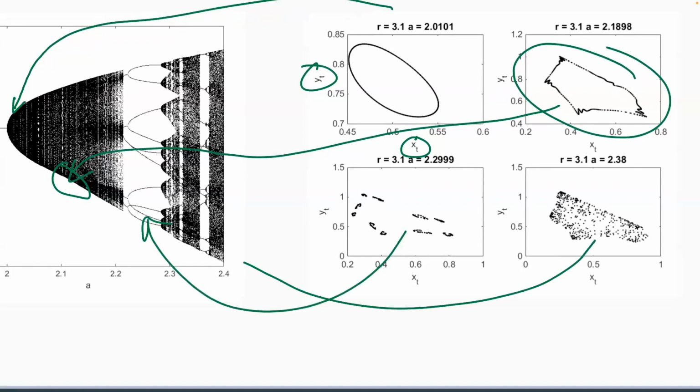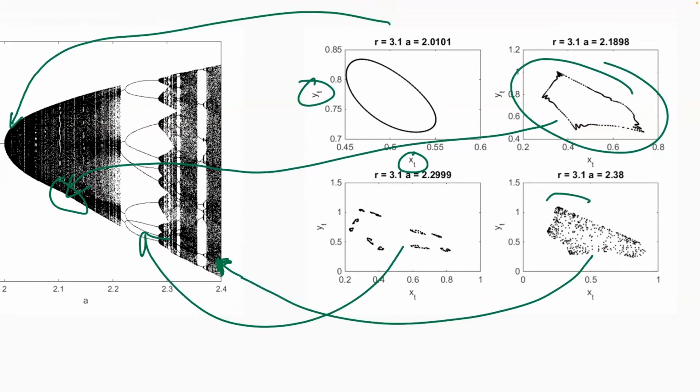What's this, 2.38? So here, basically, we've got this region that's bounded. There's some boundary here. We're not going to every possible value and combination of X and Y, but we're going all over the place within this region here. So we end up with chaos again.